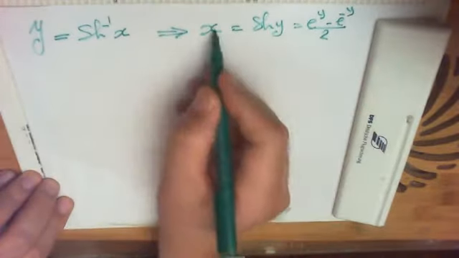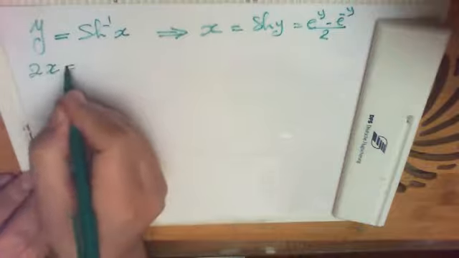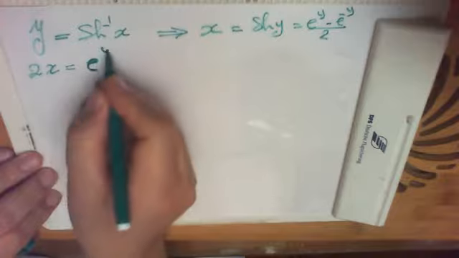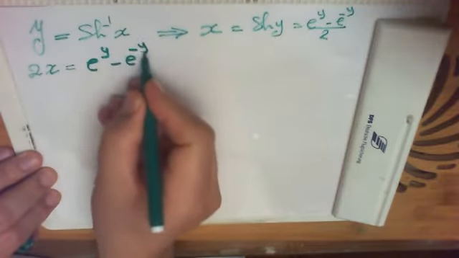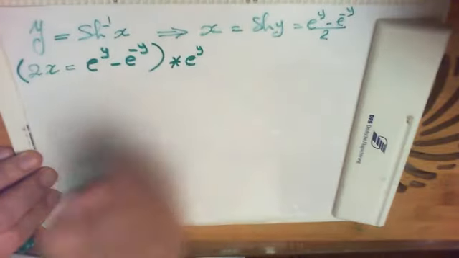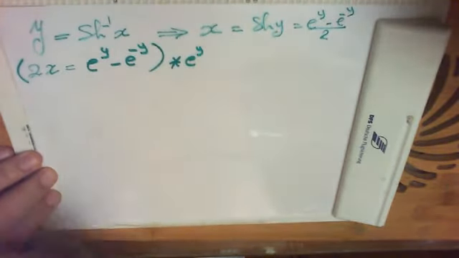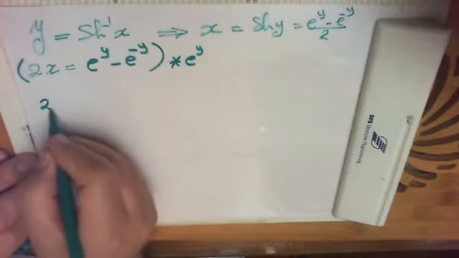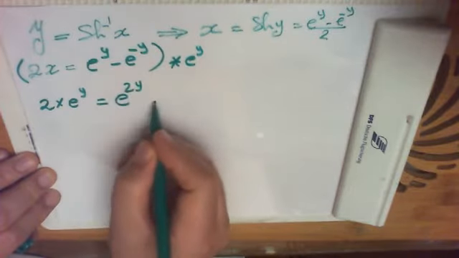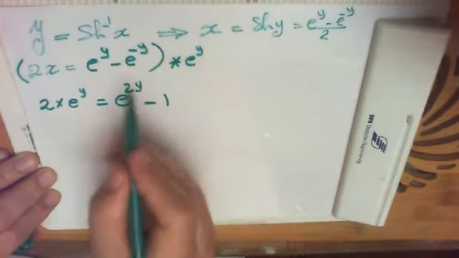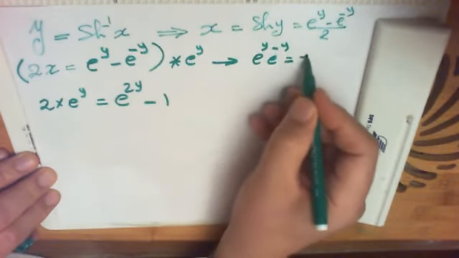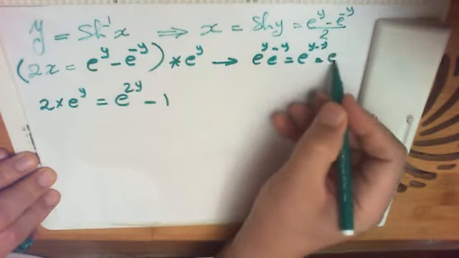Simplify. Multiply both sides by 2. So 2x equals e to y minus e to minus y. Multiply both sides by e to y. So we have 2x times e to y equals e to 2y minus 1. Why? e to y times e to minus y means e to y minus y, which is e to 0, which is 1.